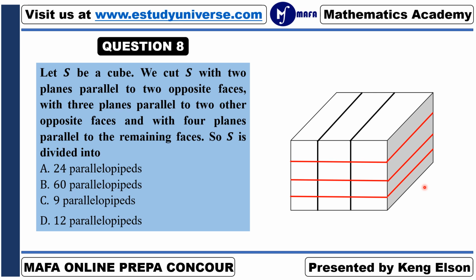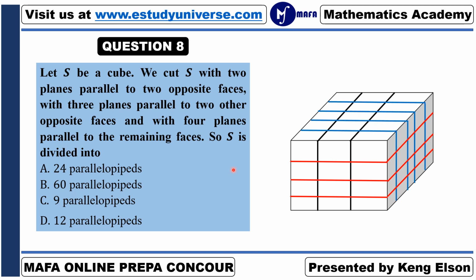Okay, and lastly, we now have to get S with 4 planes parallel to the remaining faces. So the remaining faces are now the front face and the back face. The front face and the back face are vertical faces. So we are going to use vertical planes. There are 4 planes that we are going to use. So we have the first plane, the second, the third, and the fourth.